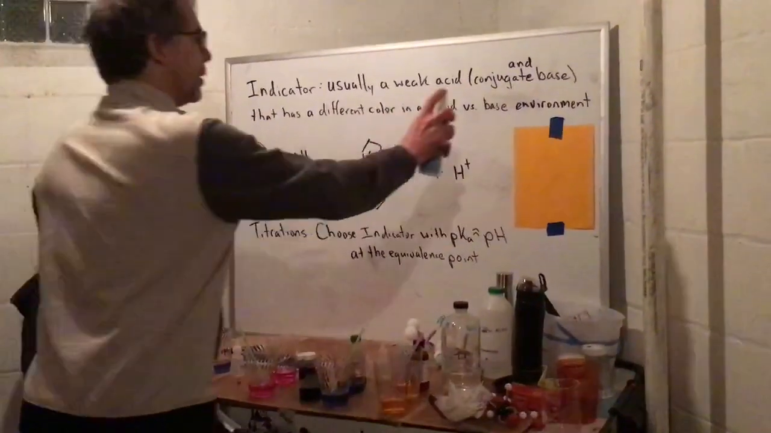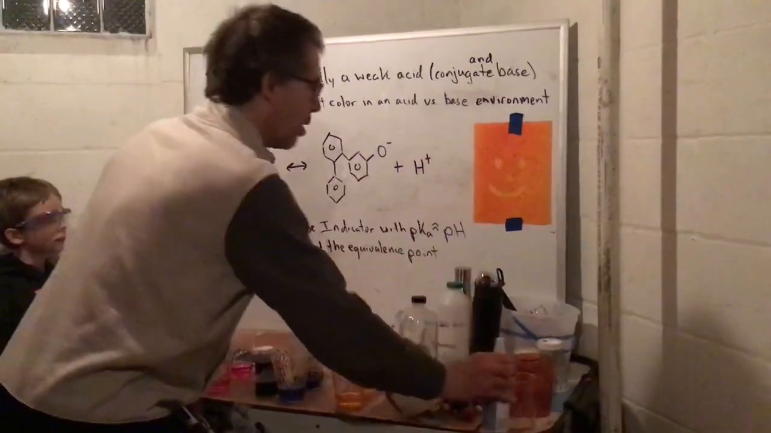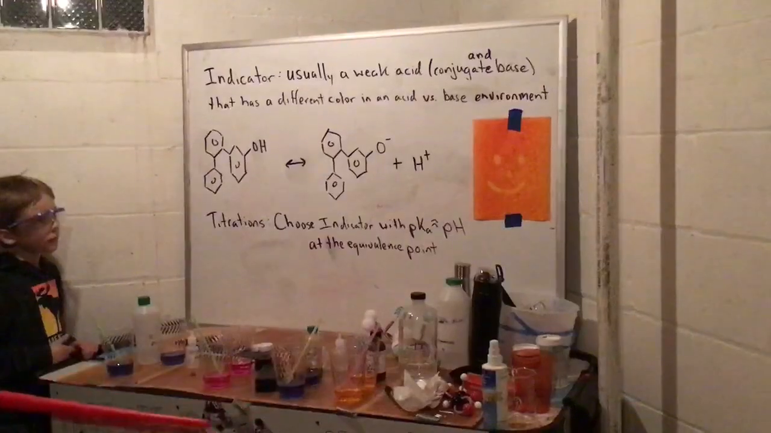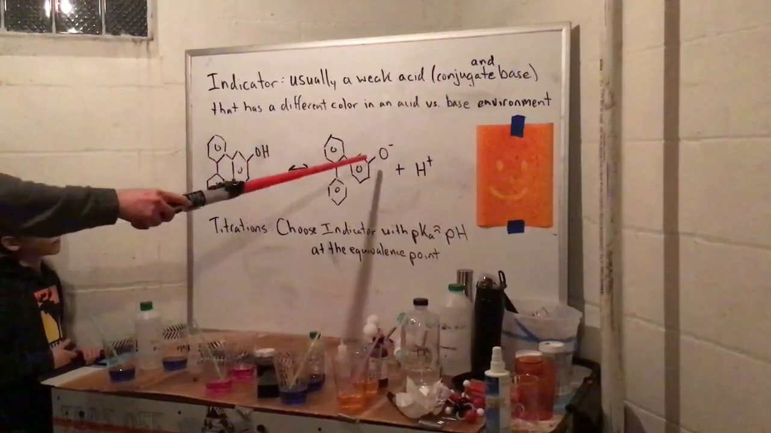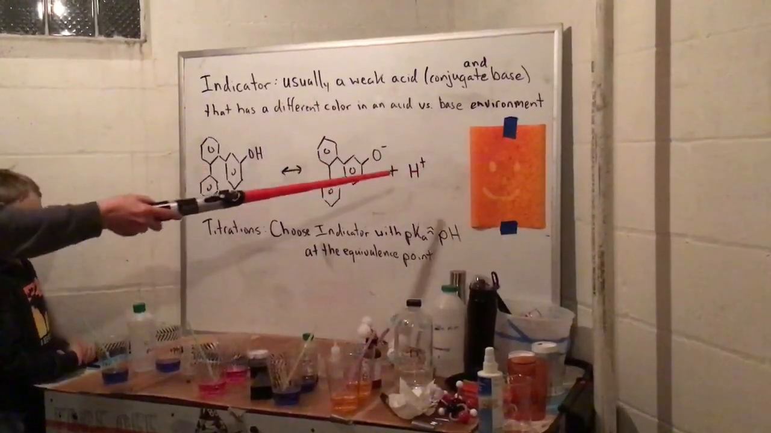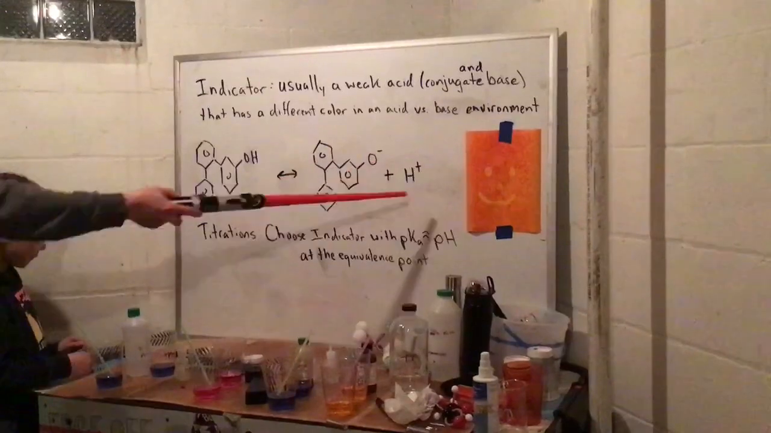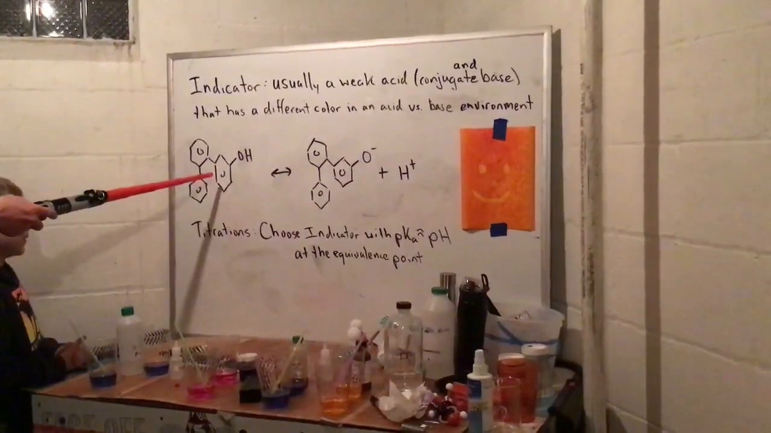We can see that there's an indicator in this paper here, and I'm spraying ammonia, which is a base, on there. So when I spray that OH minus, it drives equilibrium to the right, turning it red. And when that evaporates, or I add an acid, or the base goes away, it's going to shift the equilibrium and go back to this form right here.